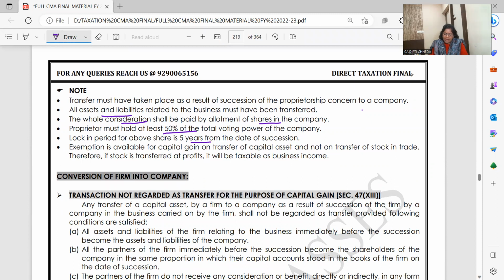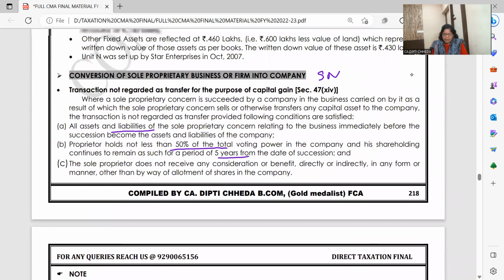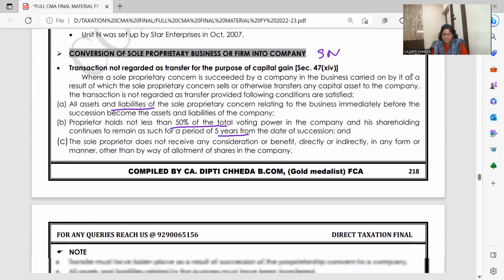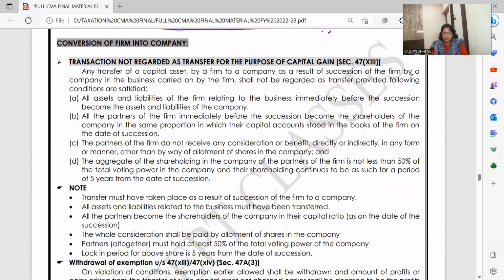Exemption is available for capital gain on the transfer of a capital asset and not on stock in trade. Therefore, if stock in trade is transferred, it will be taxable as business income. That's what I made you write in the example. Now, suppose this is over. Sole proprietorship is converted into company. Now, suppose partnership firm is converted into company.